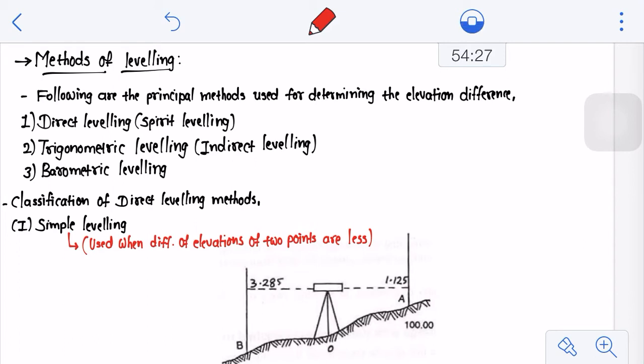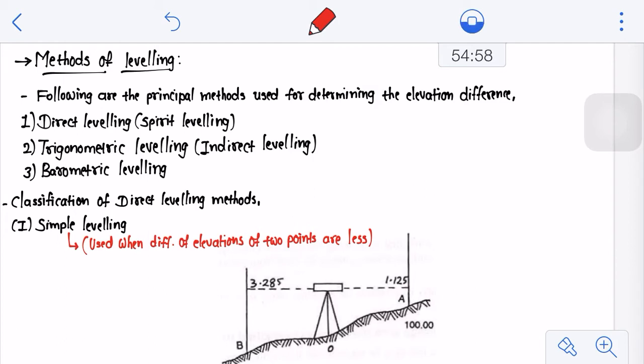Starting with the methods of leveling, as you can see on the screen, generally there are three principal methods used for determining the difference in elevation, because we are interested in determining the difference in elevation between points. The three methods mentioned on the screen are direct leveling, which is also known as spirit leveling; trigonometric leveling, which is also known as indirect leveling; and the third one, barometric leveling.